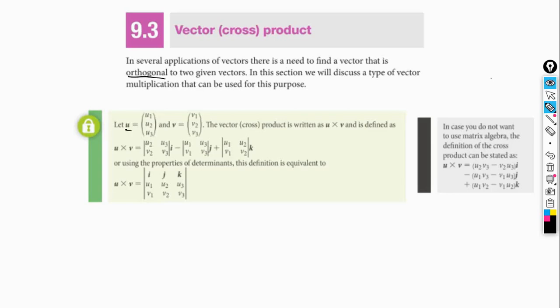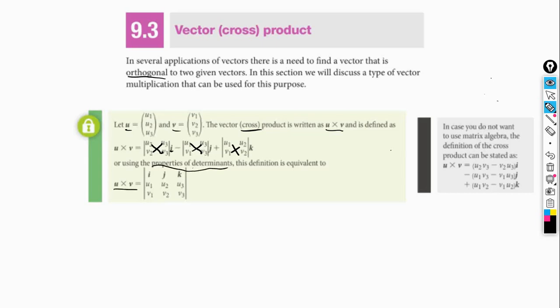So if we have a vector u and a vector v, the cross product, which is written as u times v with the x sign, is defined as u2 times v3 minus v2 times u3 times i, minus u1 times v3 minus v1 times u3 times j, plus u1 times v2 minus v1 times u2 times k. Now, an easier way, in my opinion, is using the properties of determinants, and the definition would be equivalent.